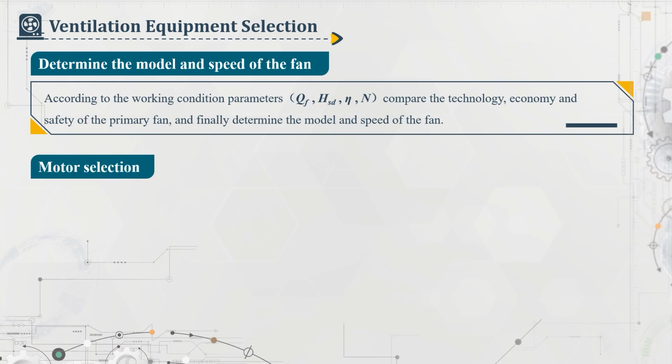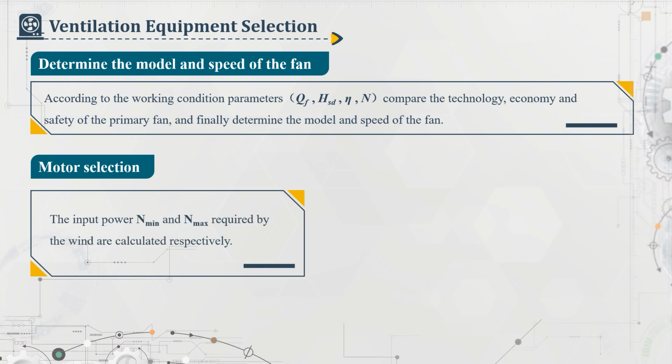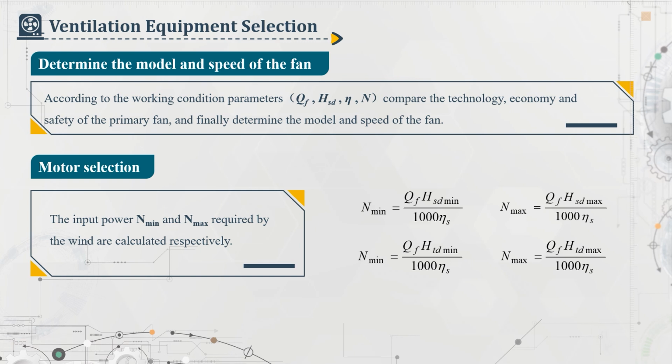Motor selection. The input power of the fan is calculated according to the easy and difficult periods of ventilation, and the input power N minimum and N maximum required by the fan are calculated, respectively. The calculation formula is as follows.